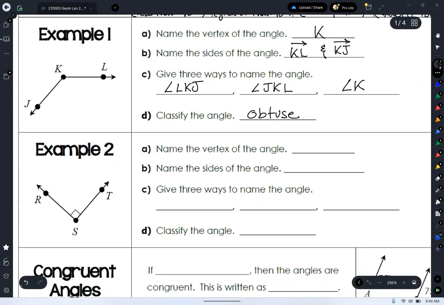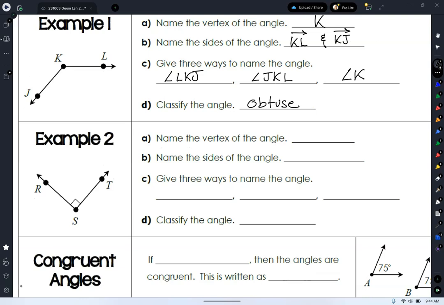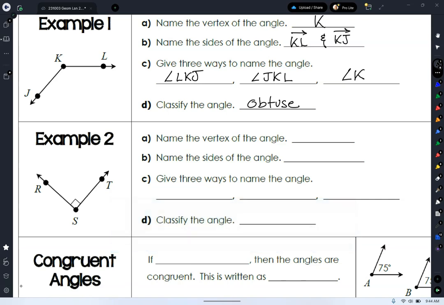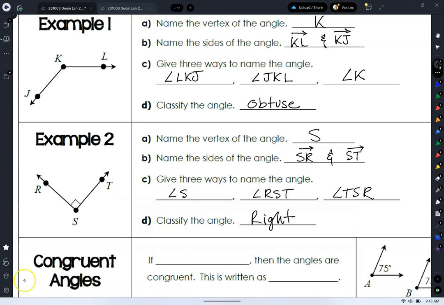Naming the vertex, the angle, naming the sides, 3 ways, and classifying. All right, now let's see how you got this down. You guys do all these. I'm just going to pop the answers up for you here at the end for you to take a look and see how you did. You're going to go ahead and do example 2. Go ahead, give it a shot. Come up with these right here. Take a look and see how you did.